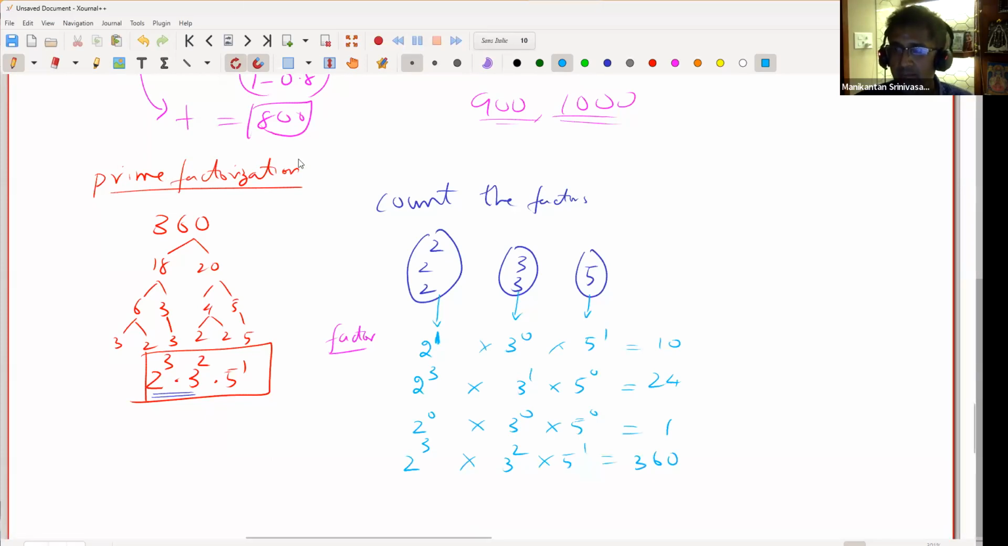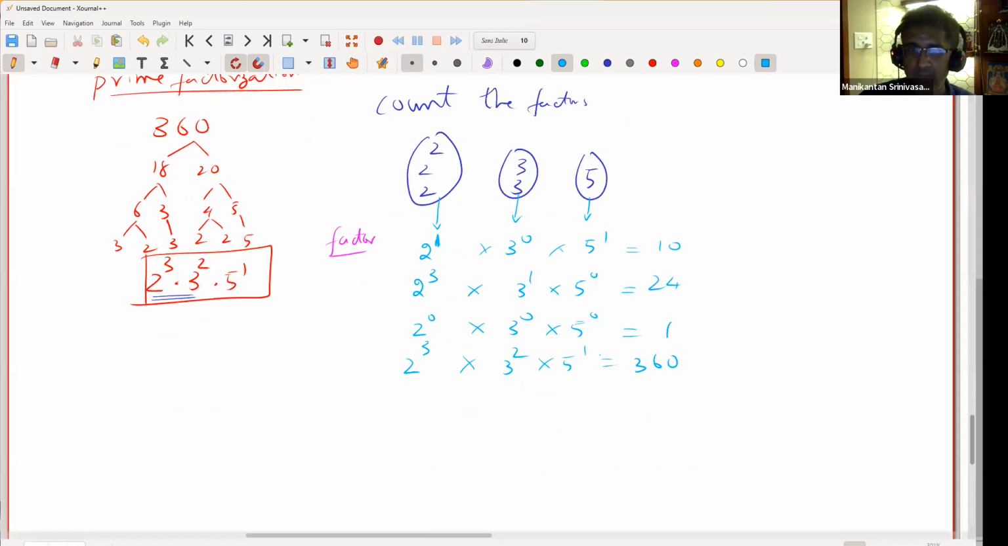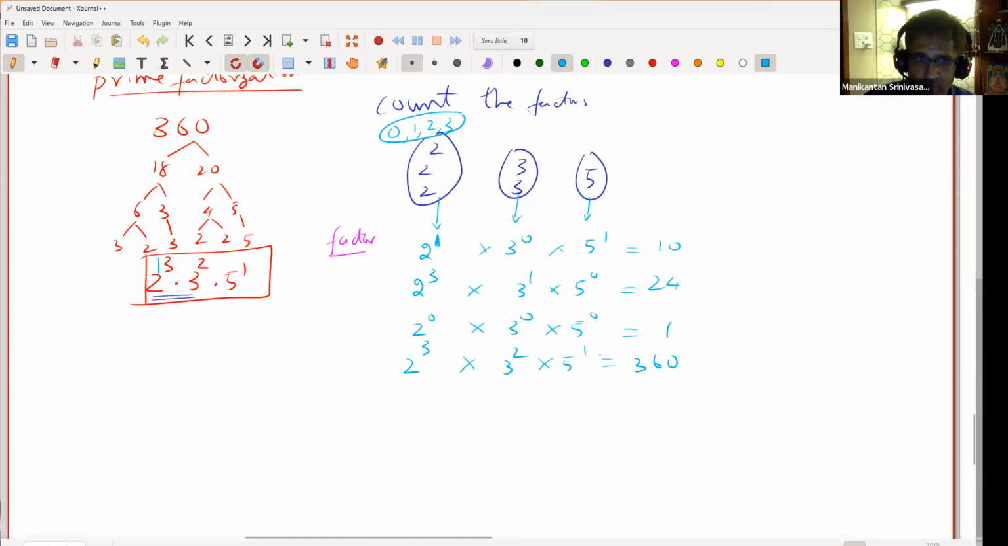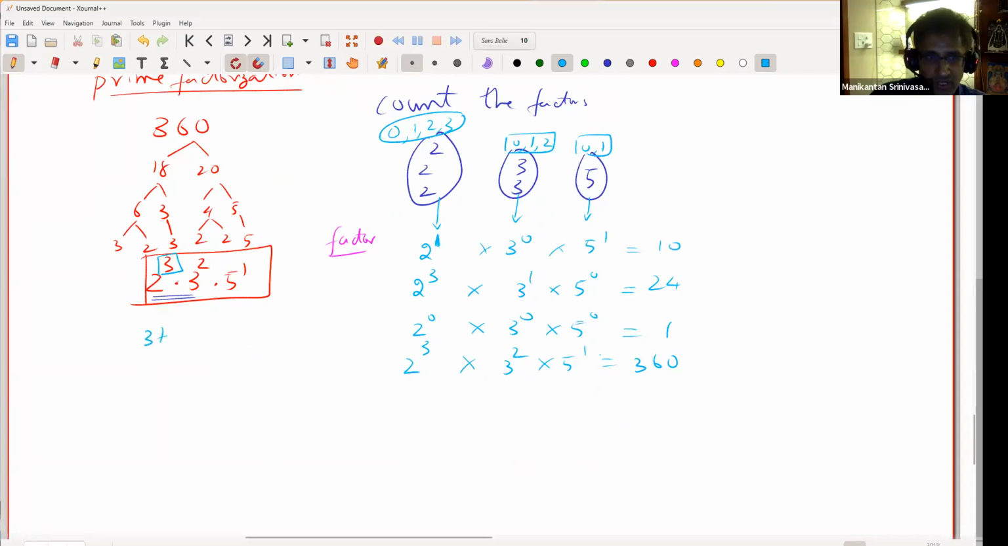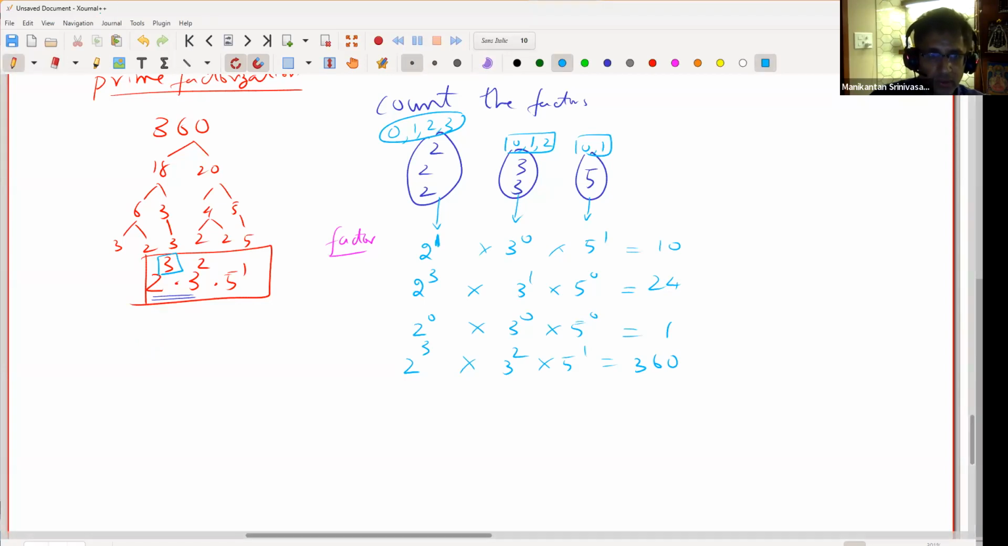So the number of factors is very easily got by the number of choices I have when I visit each basket. When I visit the 2 basket, I can pick either 0 2s, 1 2, 2 2s, or 3 2s. I have 4 choices. Why? Because the power of 2 is 3, and because I start from 0, I could pick 0, 1, 2, or 3. Similarly, here I have 3 choices: 0 3s, 1 3, or 2 3s. And 0 5s or 1 5. So the number of factors is just adding 1 to each of these powers.